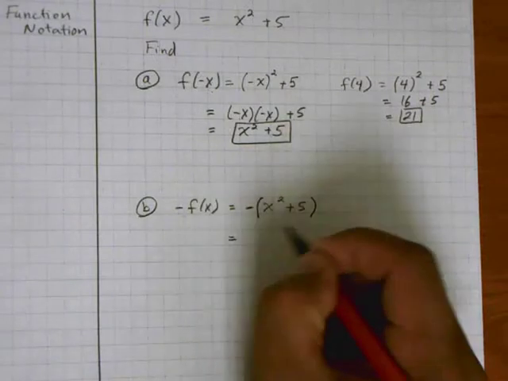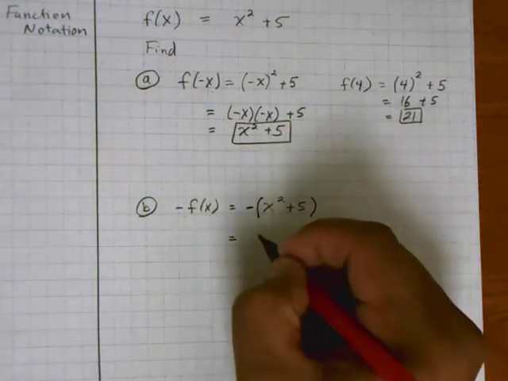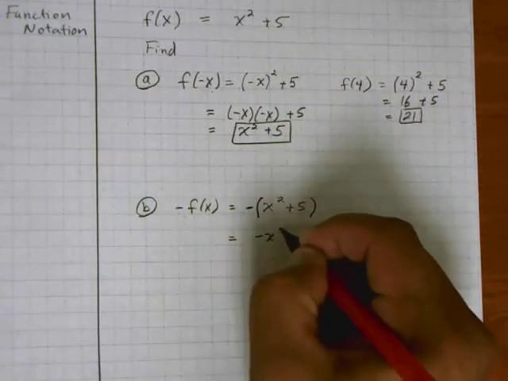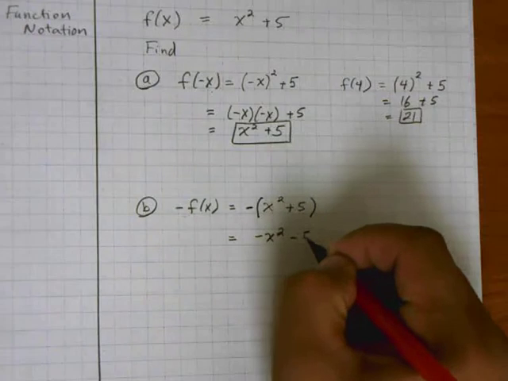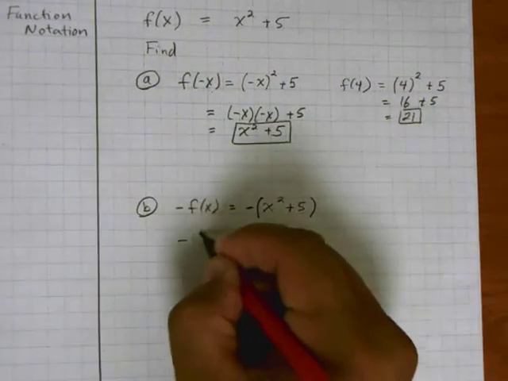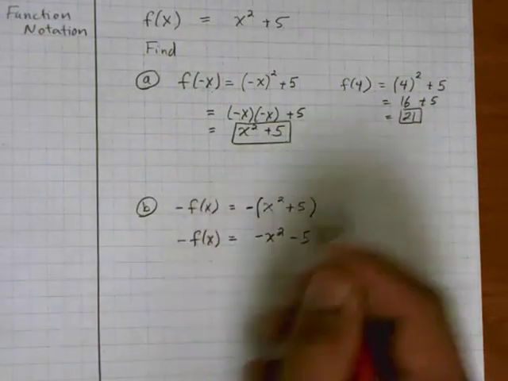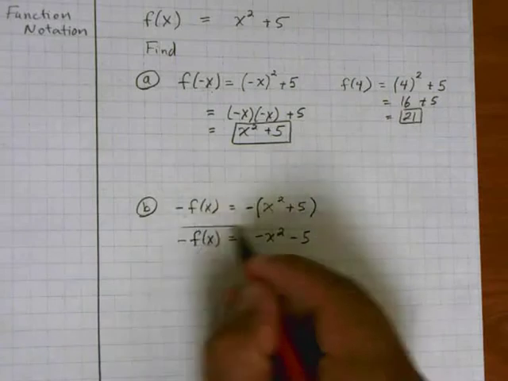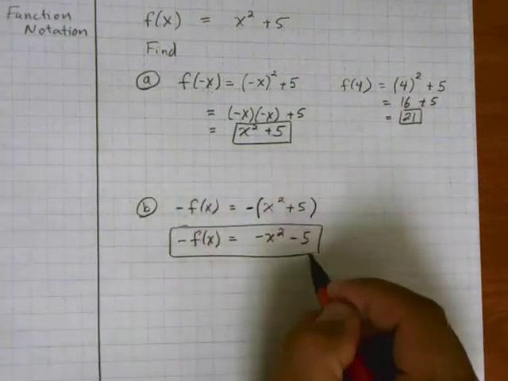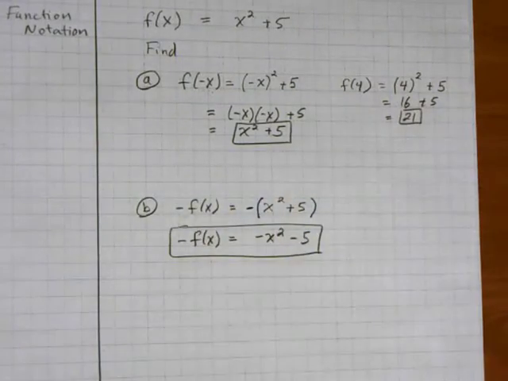And so let's continue this problem. We have to distribute the negative sign, so that gives me negative x squared and minus 5. Okay. So this is negative f of x. And there you have it.